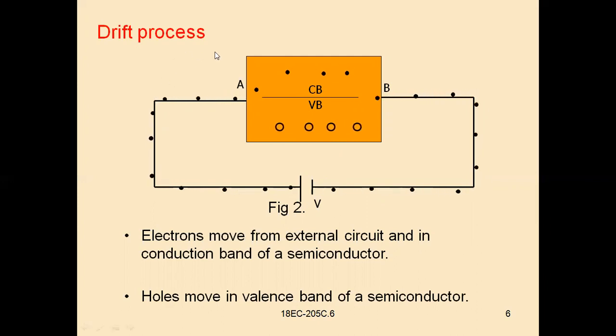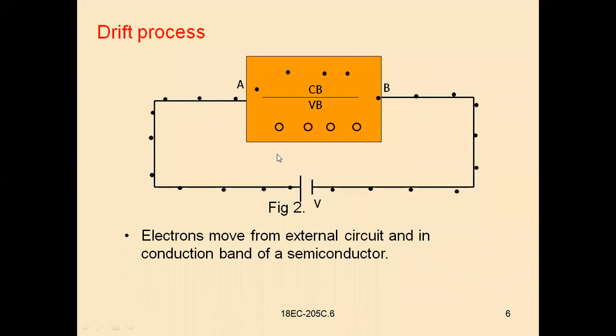So negative electrons try to attract the positive terminal of this battery. This is the positive potential, positive terminal of this battery. Whereas the holes are positive charge carriers. These are going to attract towards the negative terminal of this battery. So holes direction is this way, electrons direction is this way. Okay.